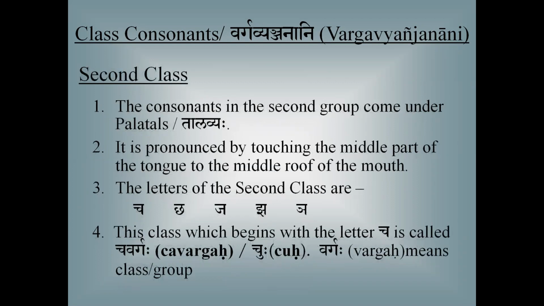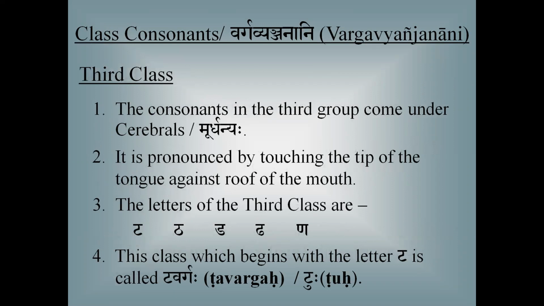Then the second class, which are called palatals, where the sound comes from the palate, the tongue touching the palate of the mouth. Therefore they are called palatals. In Saṃskṛtam it is called talavyaha. All these things we have seen. And the letters of this group: cha, chha, ja, jha, nya. These are the 5 letters. This is the second class.